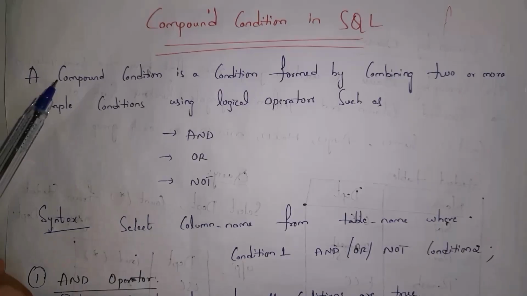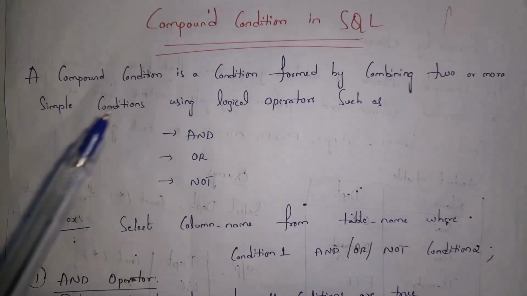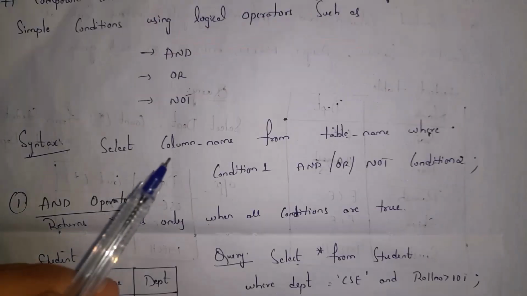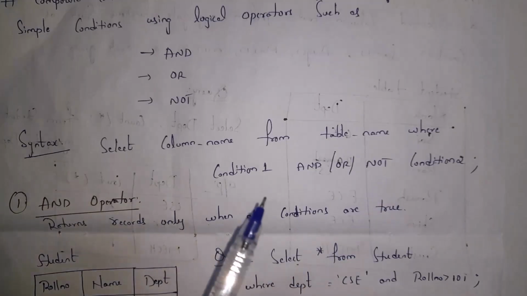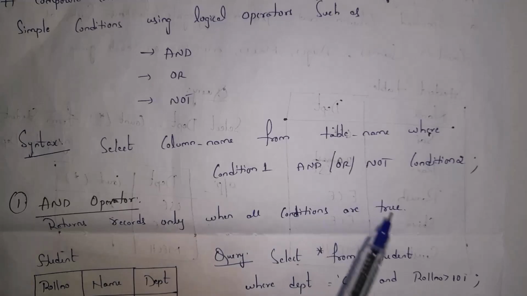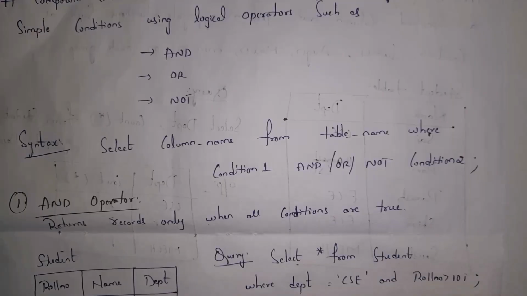Let's get started. A compound condition is a condition formed by combining two or more simple conditions using logical operators such as AND, OR, NOT. The syntax: SELECT column name FROM table name WHERE condition 1, either you can use AND, OR, NOT, condition 2, etc., with a semicolon. Whenever we write a query, if we apply two or more conditions either by using AND, OR, NOT, we call that condition a compound condition.